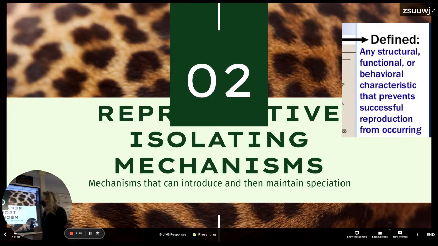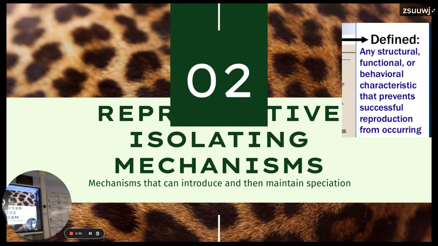Then number 2 were reproductive isolating mechanisms. These can be structural, functional, or behavioral characteristics that prevent successful reproduction from occurring. This can cause you to diverge from one another and then maintain your speciation. It's like, why aren't they interbreeding? Why are they considered a separate species? Because they have these reproductive isolating mechanisms.